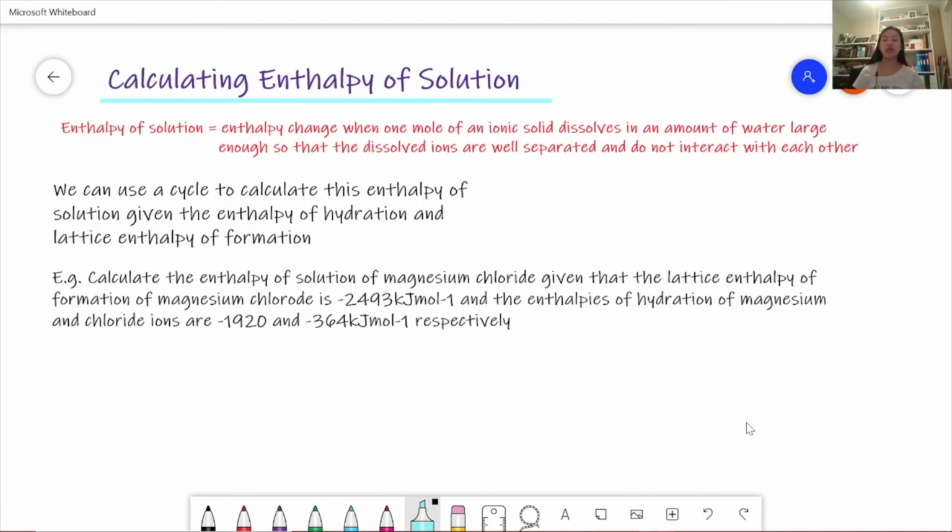So now we're going to talk about calculating the enthalpy of solution. Now, the definition of the enthalpy of solution is the enthalpy change when 1 mole of an ionic solid dissolves in an amount of water large enough so that the dissolved ions are well separated and do not interact with each other. And the thing is, we can use a cycle to calculate this enthalpy of solution given the enthalpy of hydration and lattice enthalpy of formation.